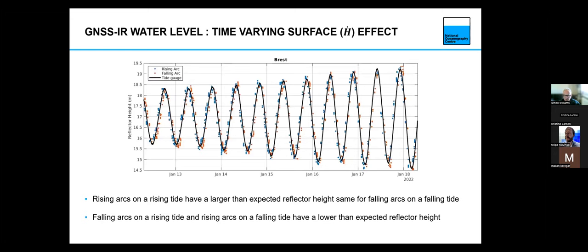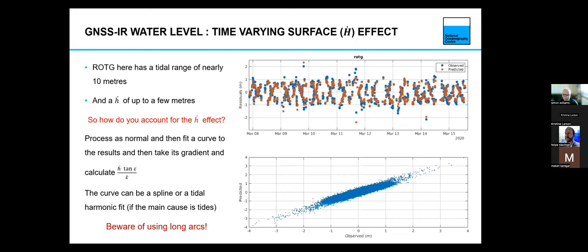So one caveat there is, if you only had rising arcs or falling arcs, what you would see is almost a shift in phase of your tides. But generally, you always tend to get both rising and falling arcs to counteract that, and we can use that.